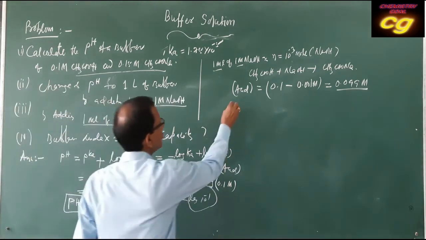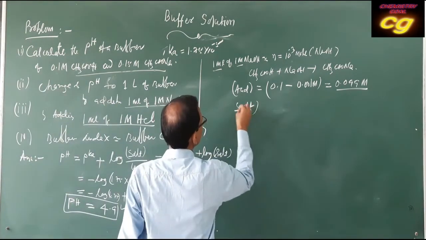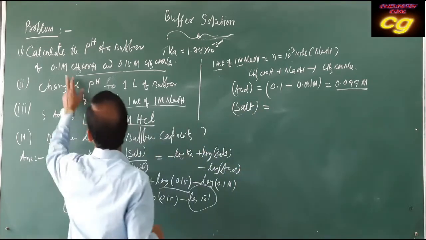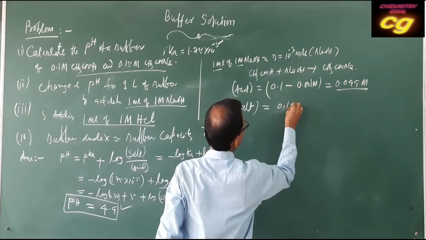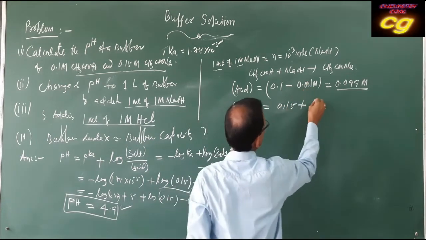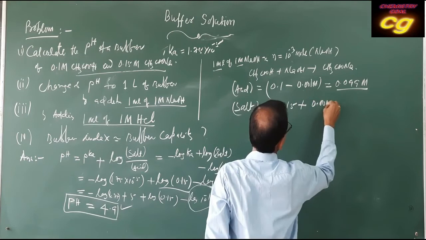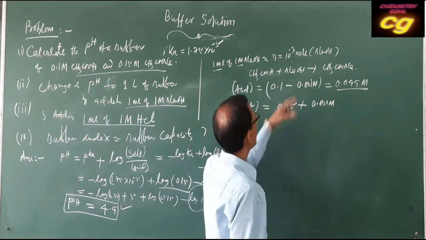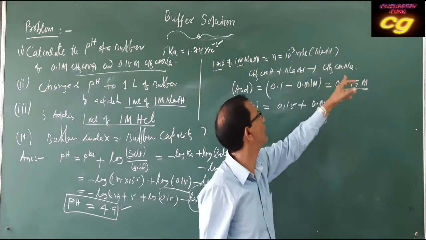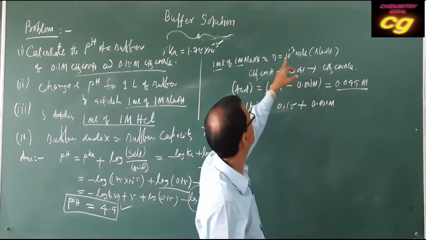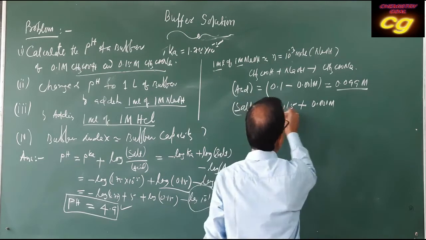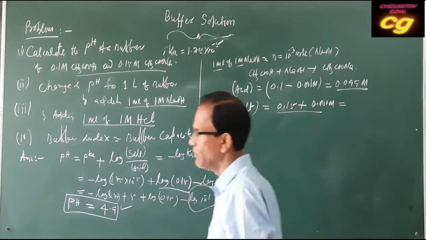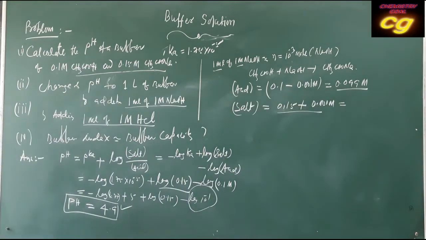Then how much salt will be produced? Earlier the salt concentration was 0.15, plus this much will be added, 0.001 M. Because 1 mole of NaOH produces 1 mole of sodium acetate salt, 10 to the minus 3 moles of salt will be produced and added. So calculate the result, how much is it?